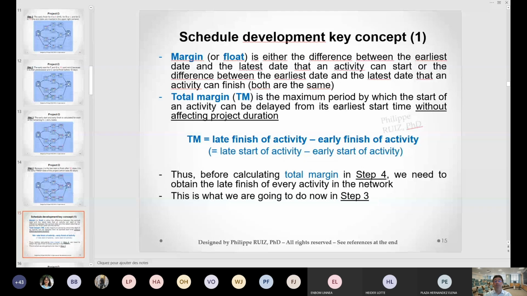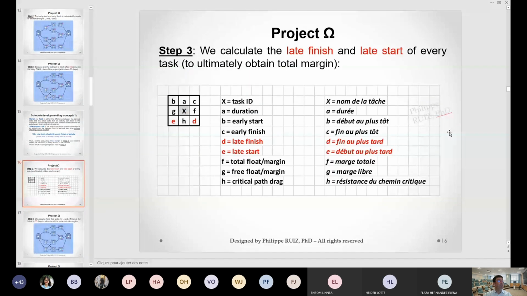And we need now to compute what we call the total margin. So how do we do that? Well, it's going to come here. In order to compute my total margin, my float, I need to obtain what we call the late finish and the late start of the project. This is what we need to do, the late start and the late finish. So how do we compute such values? We're going to see that right now.